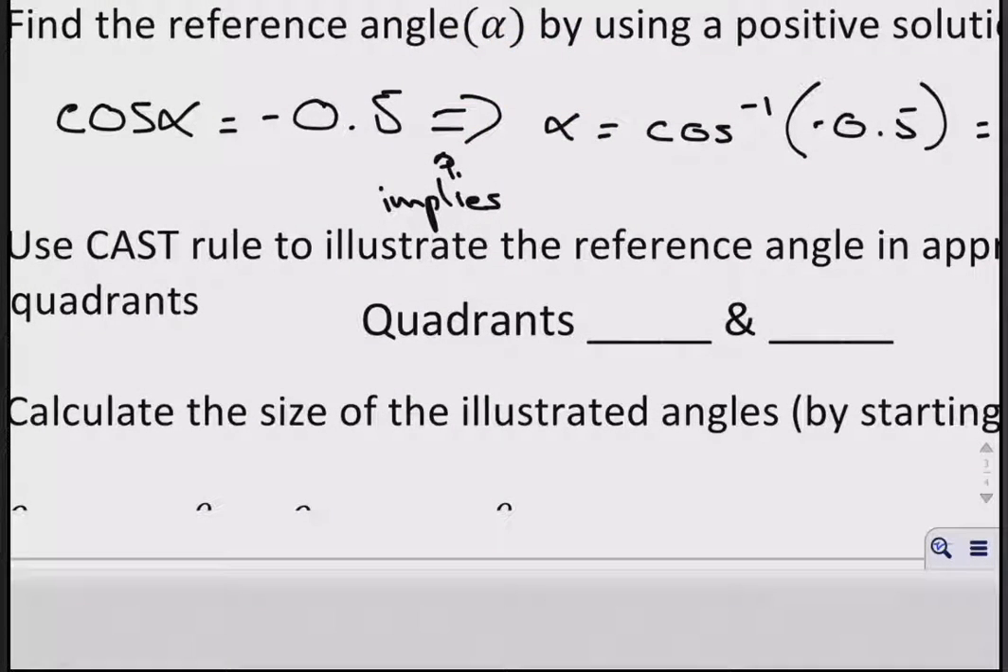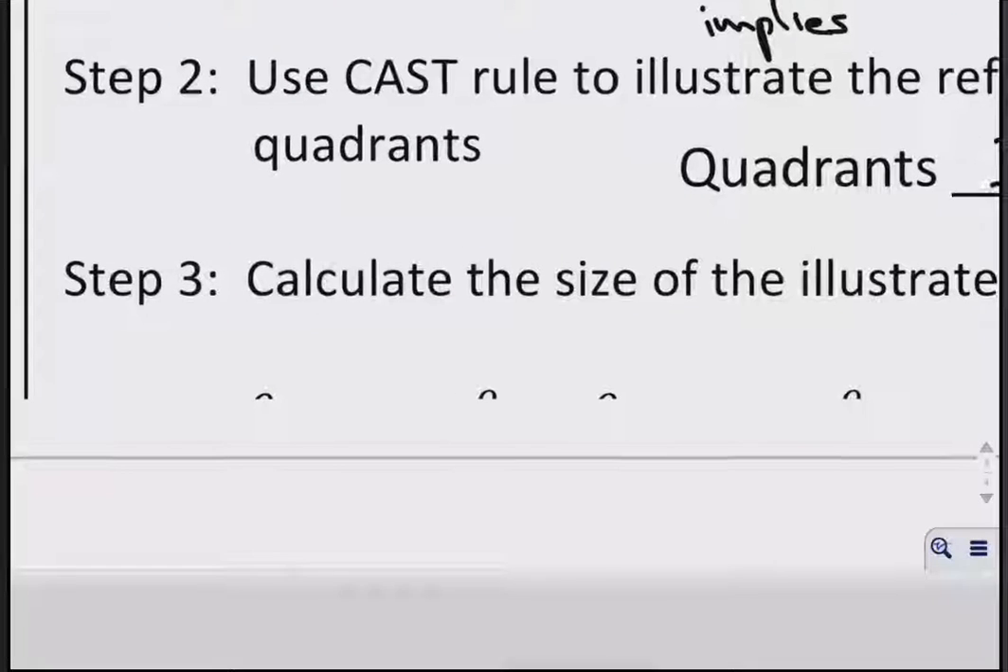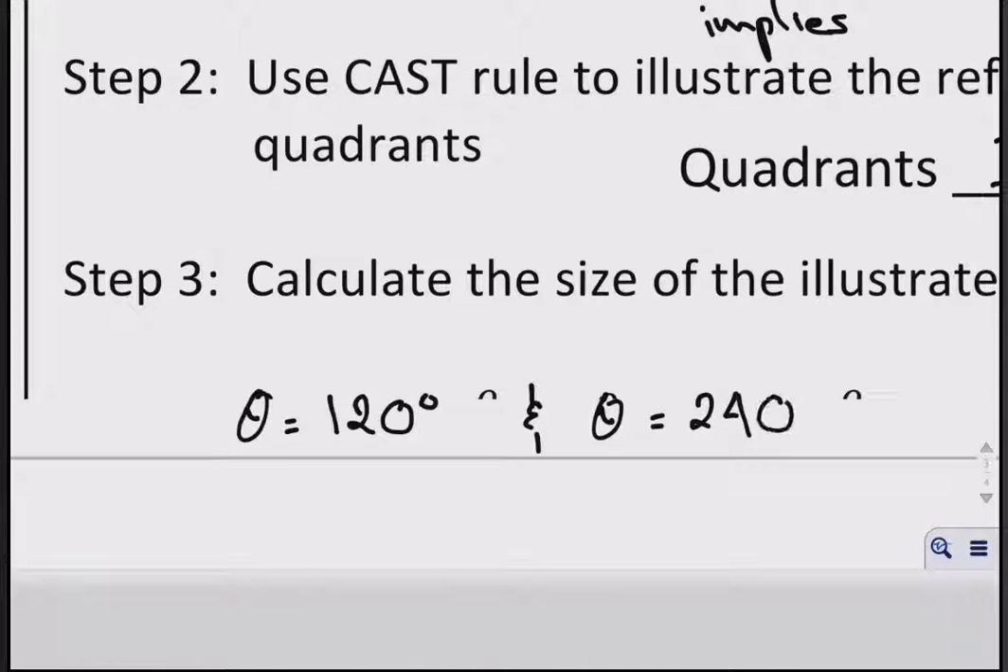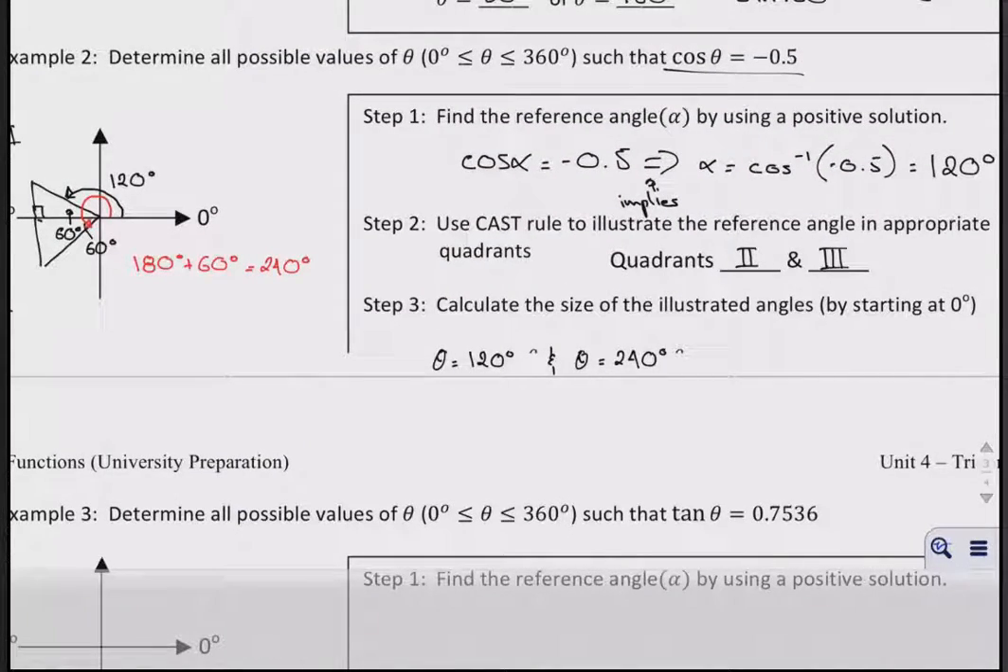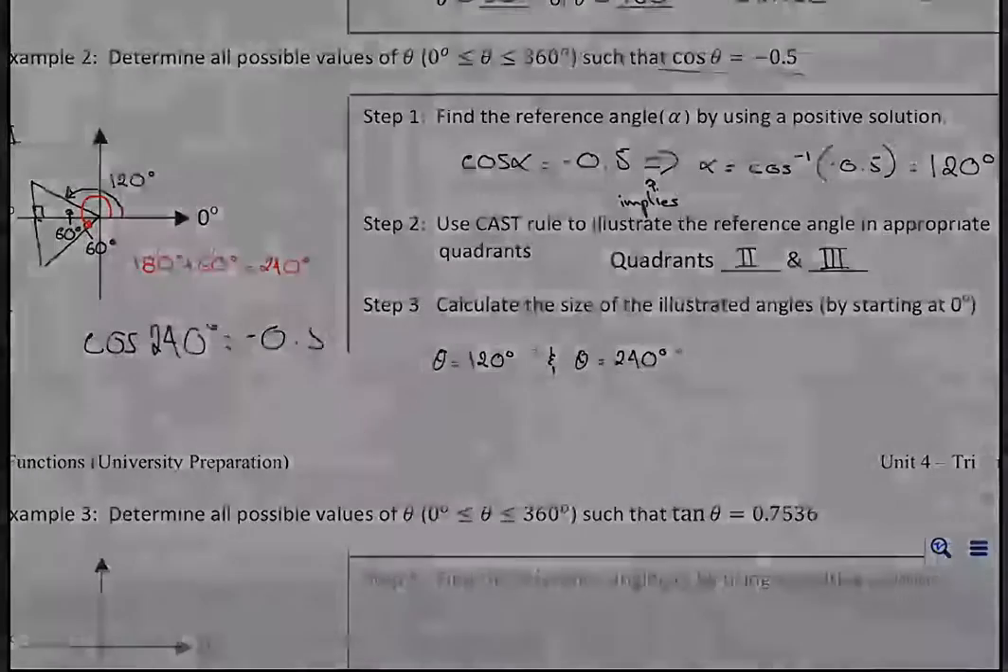It's negative in quadrants 2 and quadrant 3. And our two angles, this has been cut off on the page, I apologize, so the first one is going to be 120 degrees. The second one is going to be 240 degrees. Again, if you want to check, what you can do is actually evaluate cosine of 240, and you will find it's equal to negative 0.5.